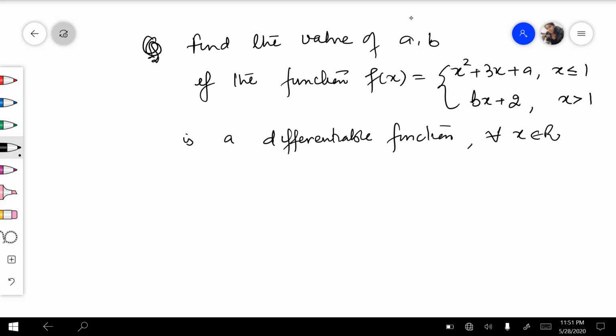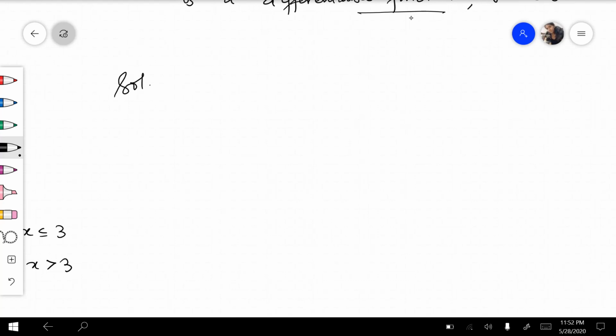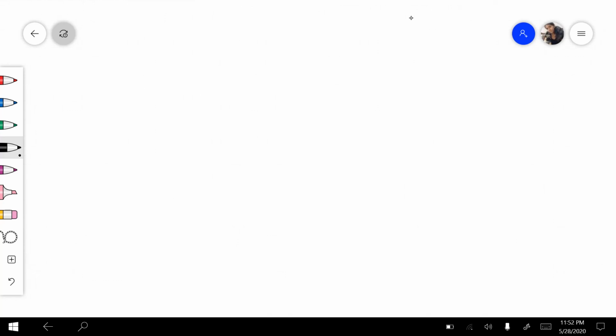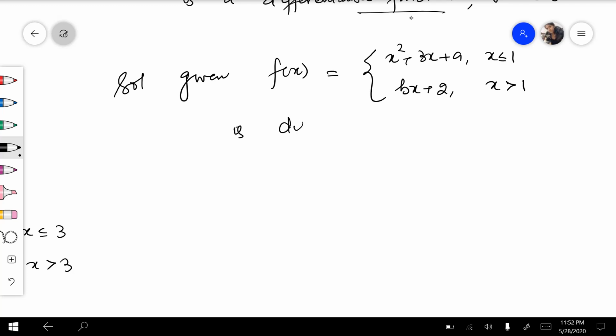Now we are given that this function is differentiable and we have to find the value of a as well as b. Let's calculate. Given f of x is equal to x square plus 3x plus a when x is less than equal to 1 and bx plus 2 when x is greater than 1 is differentiable for every x belongs to R.